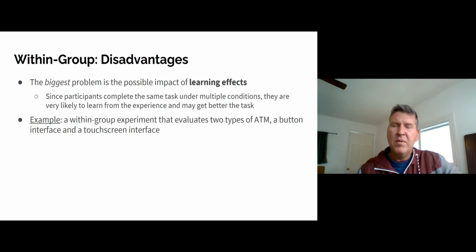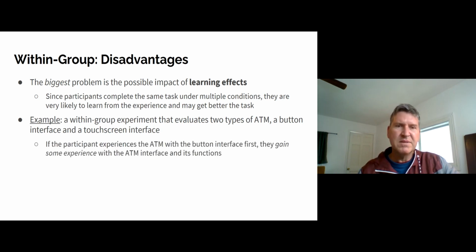So, for example, we talked about ATMs experimenting with a button interface and a touchscreen interface. So if we have them do a task using one of those and then change to the other, the second time they do it, they're going to be faster regardless. And so this learning effect is different for different types of people, but it's also a bias that we have to consider. Again, getting some experience, and the second time they do it, they're going to be faster. And they may perform better if they do the second one with the touchscreen after doing the button one.